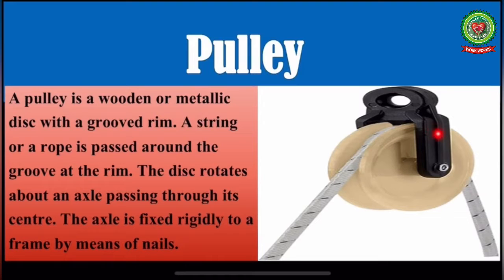A pulley is a wooden or metallic disc with a grooved rim. A string or a rope is passed around the groove at the rim. The disc rotates about an axle passing through its center. The axle is fixed rigidly to a frame by means of nails.